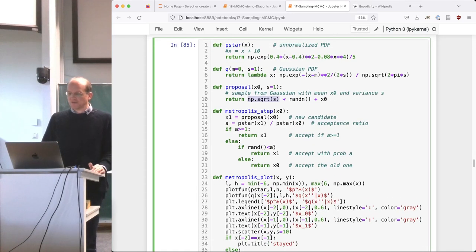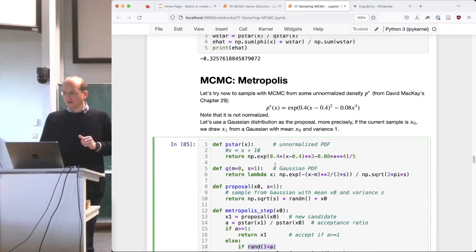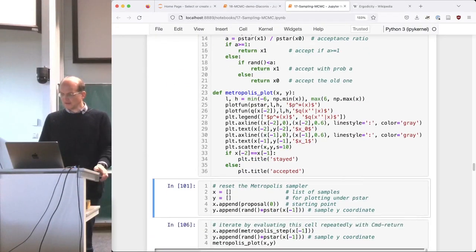Then my Metropolis step is just doing that. I have a current value, and I'm sampling a new candidate here, which is called X1. I'm calculating the acceptance ratio. If it's greater or equal to 1, I immediately accept it. If not, then I flip a coin. rand is drawing a number from 0 to 1, and I can ask whether this number is less than A. This is like flipping a biased coin with bias A. If I'm lucky and it's smaller, I accept X1, and otherwise I keep the old one and return that. Okay, so let's execute this code, and then there's something fancy for plotting.